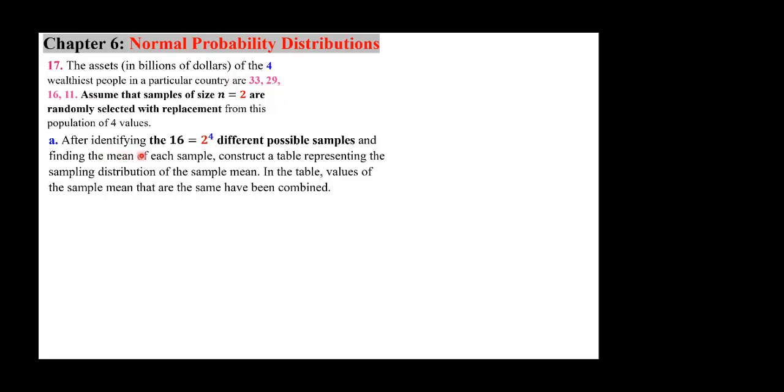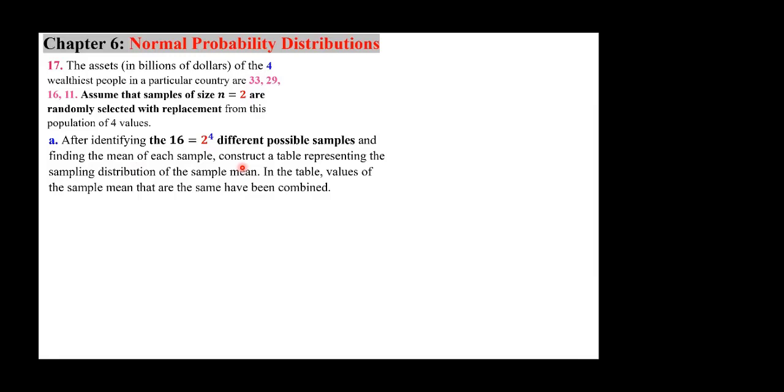After identifying the 16, 2 to the power of 4, we are choosing 2, and there are total of 4, 2 to the power of 4. So that I'm telling you how to calculate this in general if the numbers are different. Different possible samples and finding the mean of each sample, construct the table representing the sampling distribution of the sample mean. In the table, values of the sample mean that are the same have been combined.